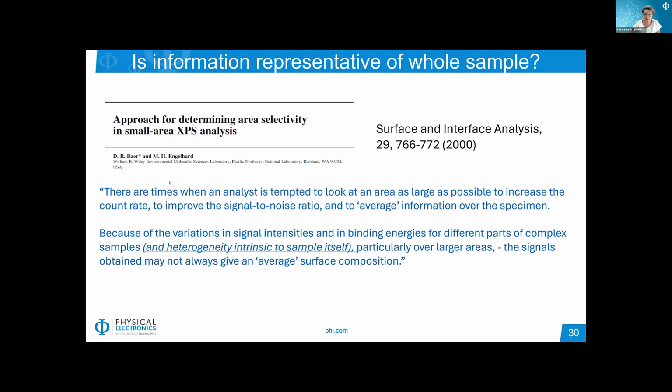Analysts, of course, would like to increase the throughput, to increase the count rate, and to improve the signal-to-noise ratio. They usually do large area spectroscopy, and they assume that the composition that they get is representative of the average information. But there are many phenomena that can contribute to differences in signal intensities over large areas. And therefore, you have to be really careful when you assume that it's representative of your surface composition.